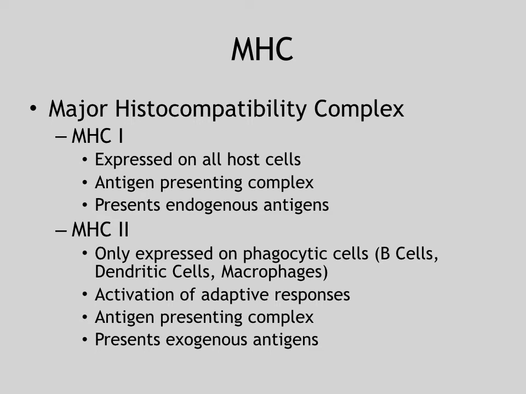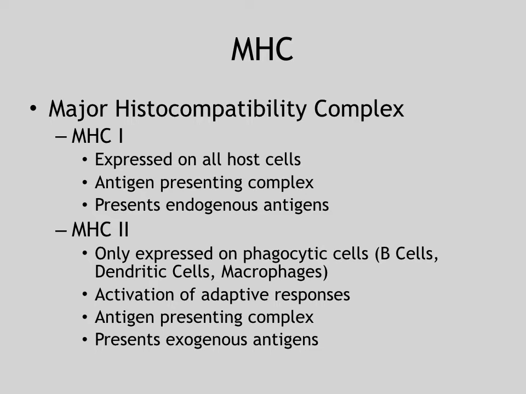Now, all of this presentation is all well and good, but our cells have got to be able to present these antigens in a very specific manner. The antigen has to be in the right orientation. We have to know exactly what the antigen complex is. So all cells have some type of major histocompatibility complex. It's known as the MHC. And there are two classes of MHC, a class 1 and a class 2.